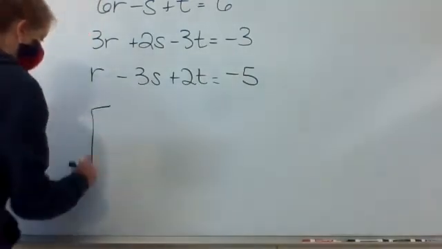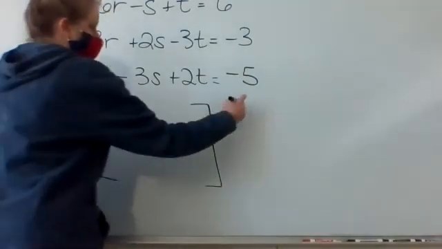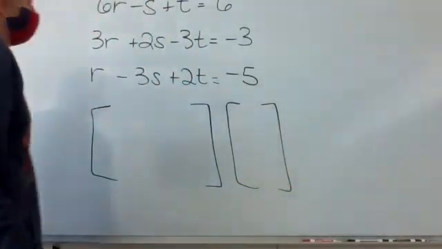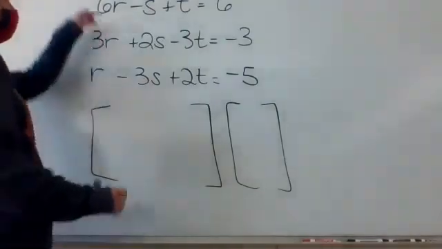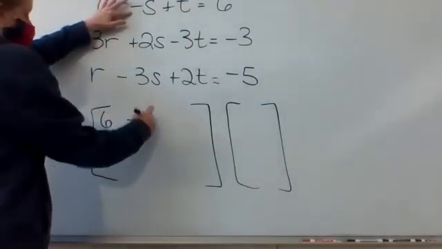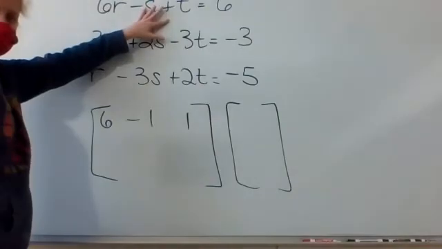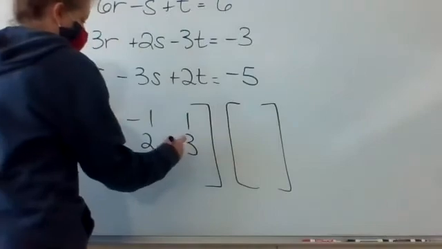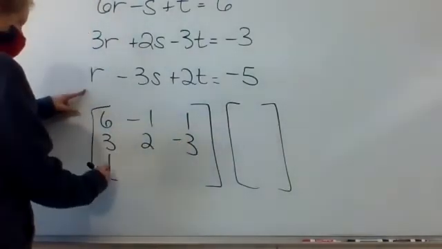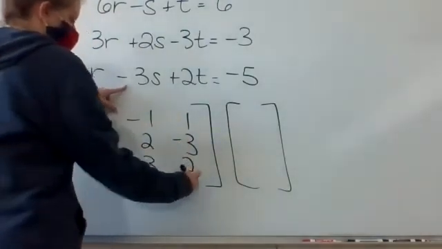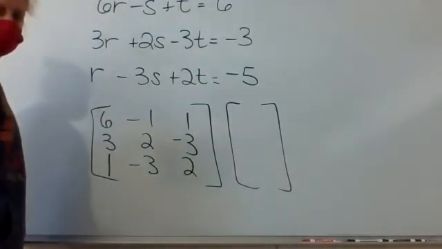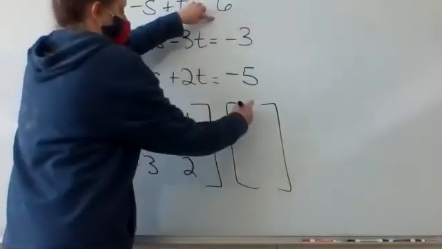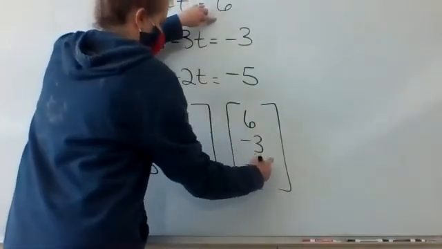So again, matrix here, and matrix here. So across the top row, I will have 6, negative 1, positive 1. 3, 2, negative 3, and 1, negative 3, 2. And then matrix B will be 6, negative 3, negative 5.